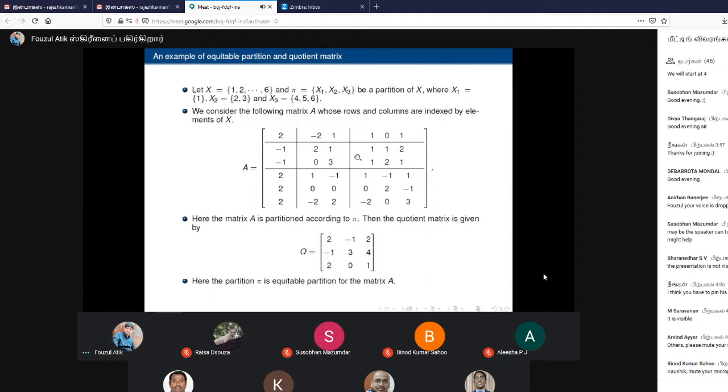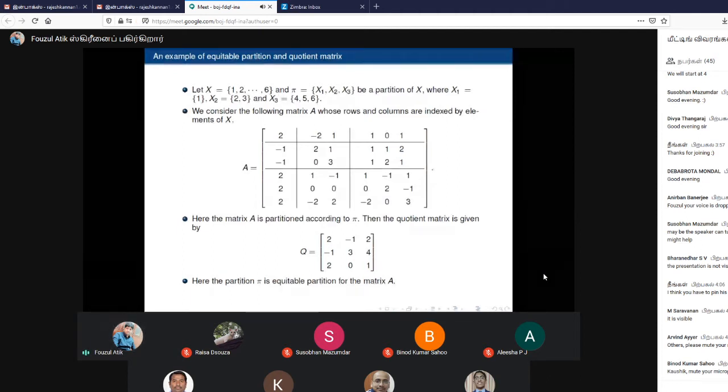So till now, what happened for this matrix is that we are able to partition the matrix in such a way that each of the blocks has constant row sum. This much is clear, right? If something is not clear, please stop me.